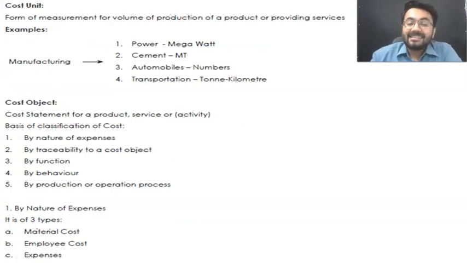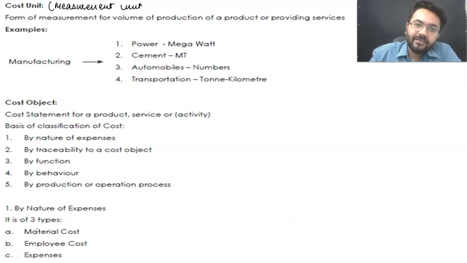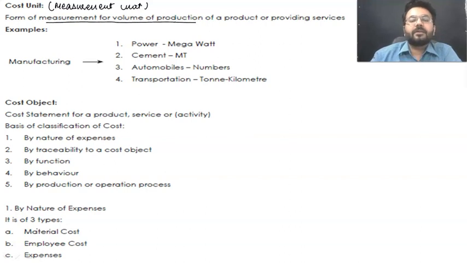Next topic is cost unit. Cost unit straight away talks about the measurement unit. Let us suppose that whenever we are measuring something, that is the measurement. The measurement unit of a particular volume is known as the cost unit itself. If we talk about automobiles, that is going to be captured in numbers. If we talk about the distance, that is something which we are going to capture in kilometers. Distance means the transportation part. So just like that.